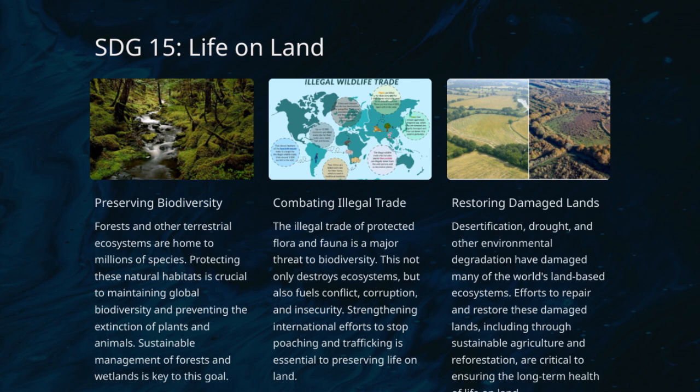Protecting these habitats is crucial, not just for the survival of individual plants and animals, but for maintaining the balance of global biodiversity. Sustainable management of forests and wetlands is key to preventing extinctions and keeping our planet healthy. All of these efforts align with SDG 15, Life on Land, which underscores how interconnected our actions are with the health of our ecosystems. By working together to restore damaged lands, fight illegal trade, and protect natural habitats, we can ensure a sustainable future for all life on land.